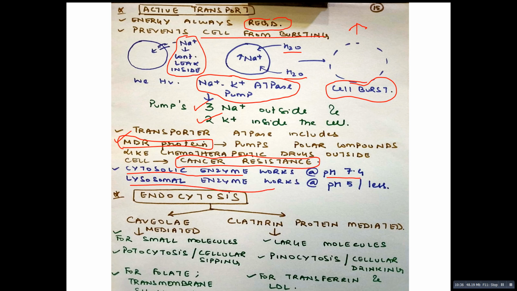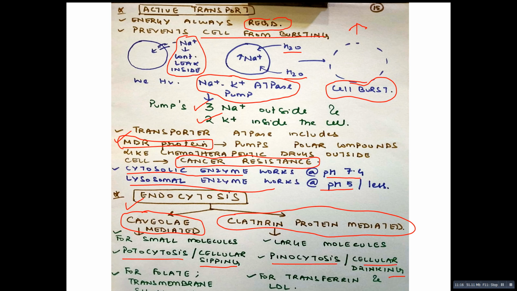Now, coming back to another process of cell transport, endocytosis, as I have already discussed in the image, this endocytosis happens in two ways. One is caveoli mediated, which is basically for smaller molecules, and another is clathrin protein mediated, which is basically for larger molecules. The caveoli mediated endocytosis is also called potocytosis or cellular sipping, whereas the clathrin protein mediated process is known as pinocytosis or cellular drinking.